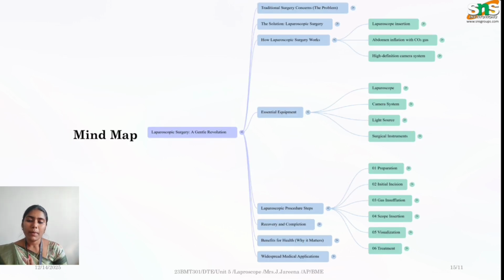This is the mind map, a summary of today's class about laparoscopy. First, we initiate with the basic comparison between endoscope and laparoscope. Then we move on to laparoscopic surgery, how it works and the essential equipment, then the step-by-step procedure of laparoscopic surgery, the recovery process and completion mechanism, and finally the benefits, advantages and applications.